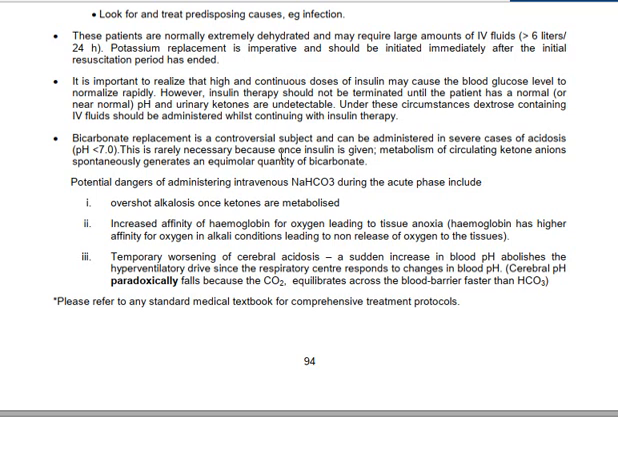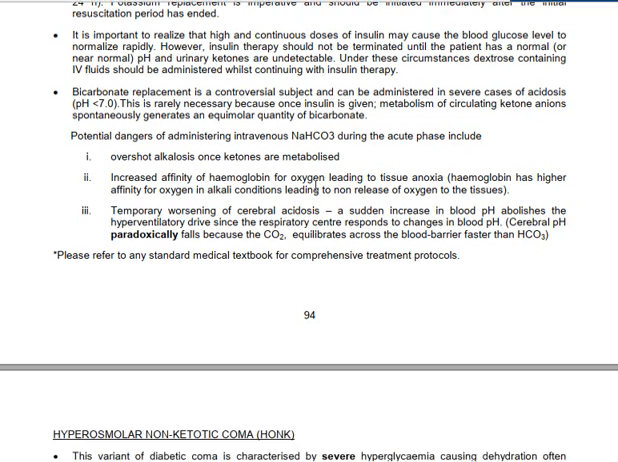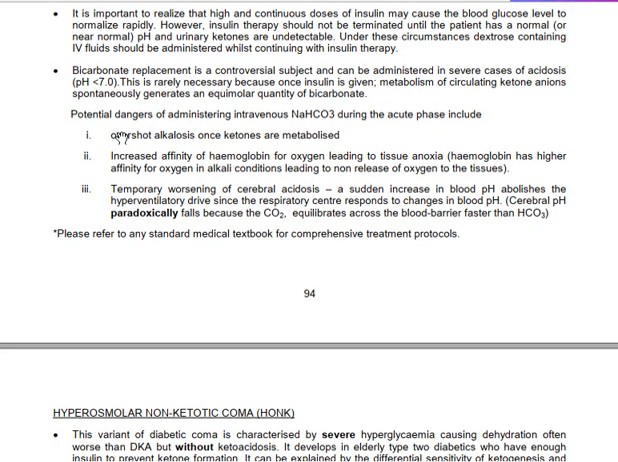Bicarbonate is also very important here, because you need to know that in diabetic ketoacidosis there is also loss of sodium ion. So you're also indirectly replacing sodium ion by using bicarbonate. Is it clear? The next one is the potential danger in administering bicarbonate. What's the potential danger in administering intravenous sodium hydrogen carbonate? It can result in an overshoot alkalosis once the ketones are metabolized. It can directly result in an acute alkalosis because of the hydrogen carbonate ions. It can result in increased affinity of hemoglobin for oxygen, leading to tissue anoxia.